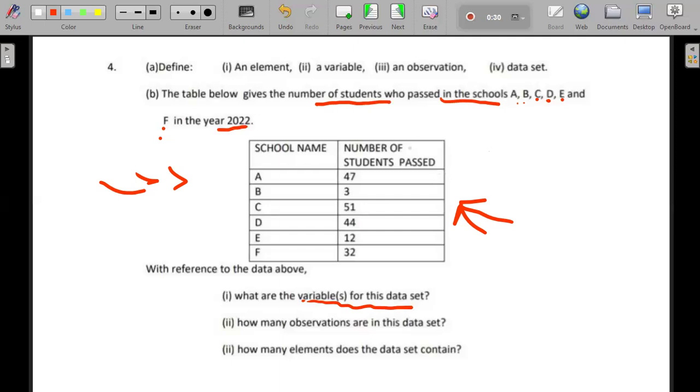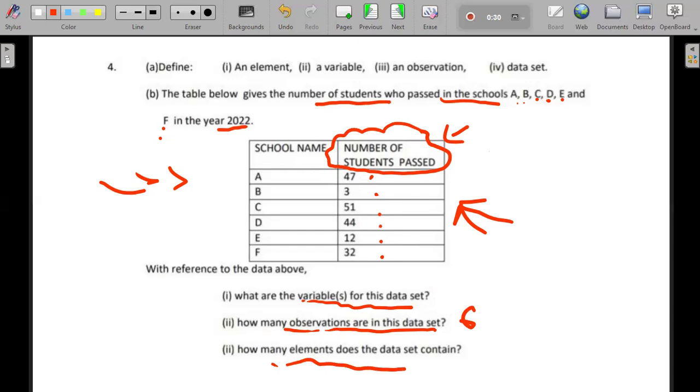The variables, we said, is the thing that attains different values. So the number of students passed is the variable in this case. Then how many observations are in this data set? You just count 1, 2, 3, 4, 5, 6. So we have 6 observations. And how many elements? The elements are always equal to the number of observations, so 1, 2, 3, 4, 5, 6. The names of the schools are the elements. Such questions will come for you guys.